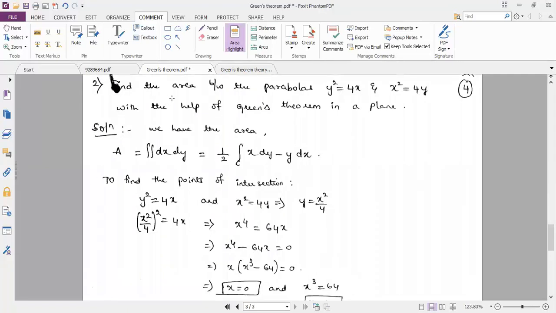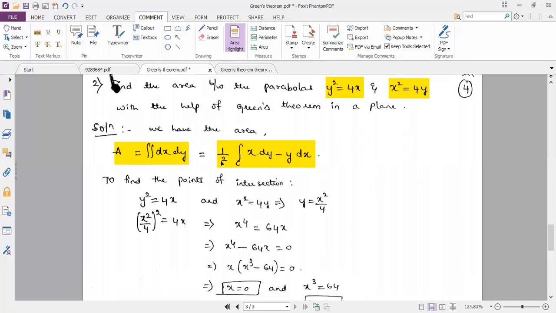The question says, find the area between the parabolas y square is equal to 4x and x square is equal to 4y with the help of Green's theorem in a plane. Now the area formula is given by, area is double integral dx dy, which in turn can be written as half of integral over C of x dy minus y dx.